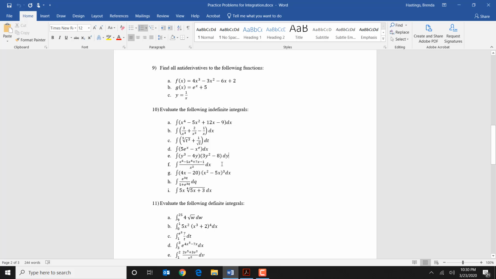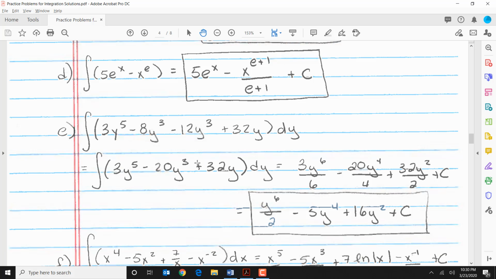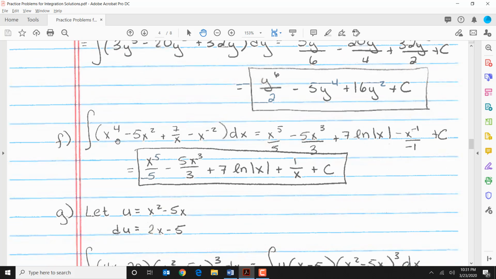Here, for f, we don't have a quotient rule. So what I suggest doing is dividing everything by x squared, right? Take the x to the 6th divided by x squared, the 5x to the 4th divided by x squared, and the 7x divided by x squared, and the 1 over x squared. So that's what I did. I divided everything by the x squared and simplified.